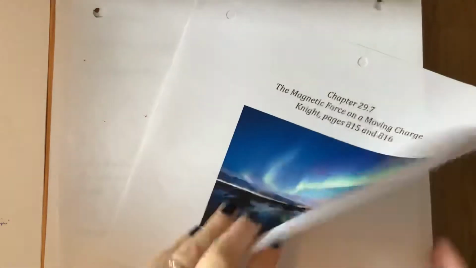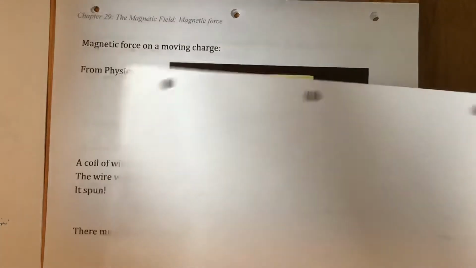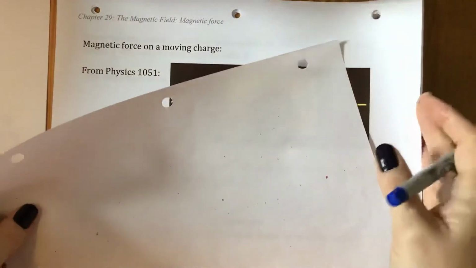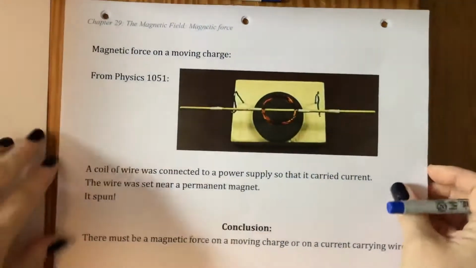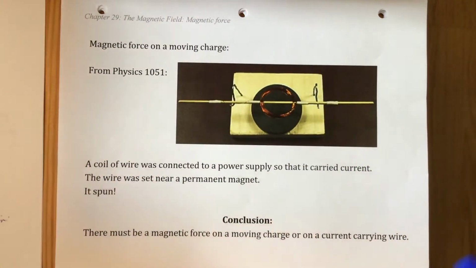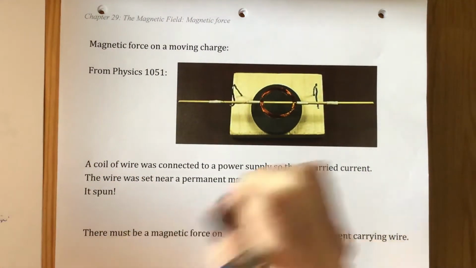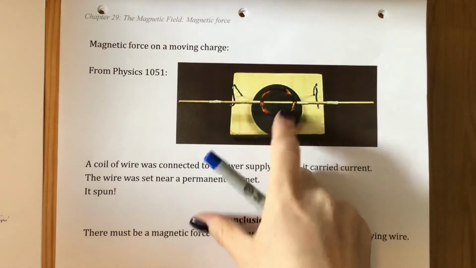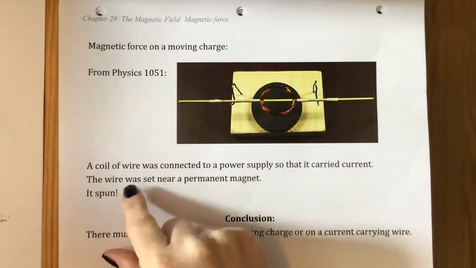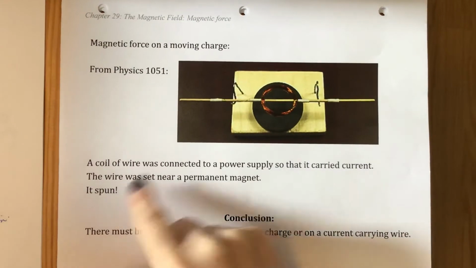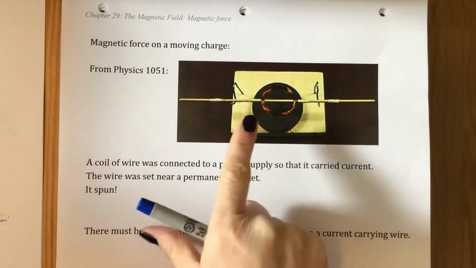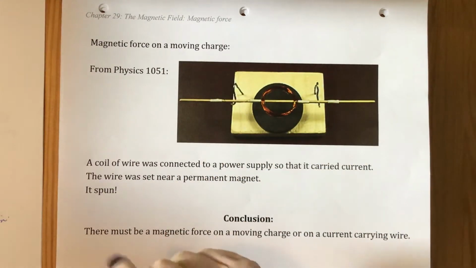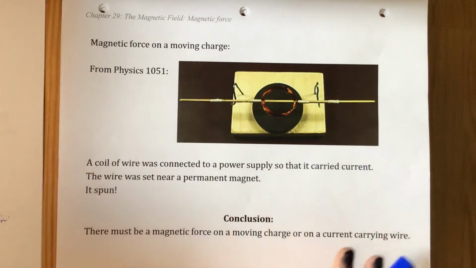So let's start with a reminder of something you did in Physics 1051. Let's see if this rings a bell. You made a little DC motor by making a little coil of copper wire, taping it to a bamboo skewer. Then you set it over a couple of magnets on a wooden base, and then you hooked it up to a power supply.